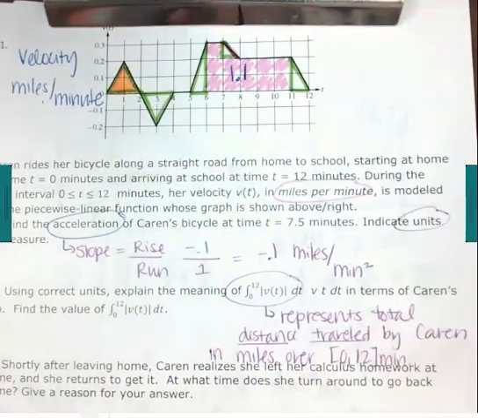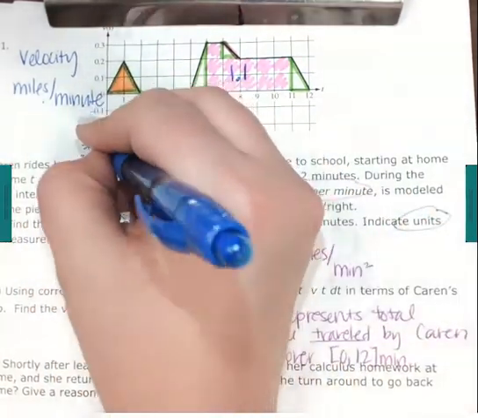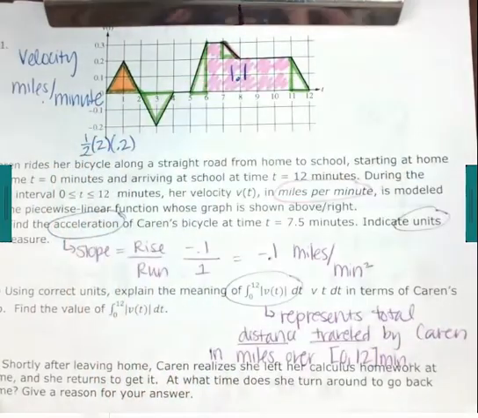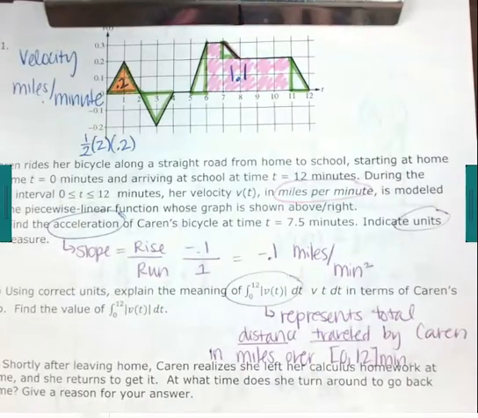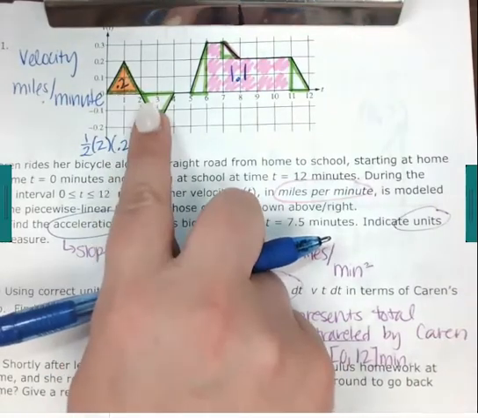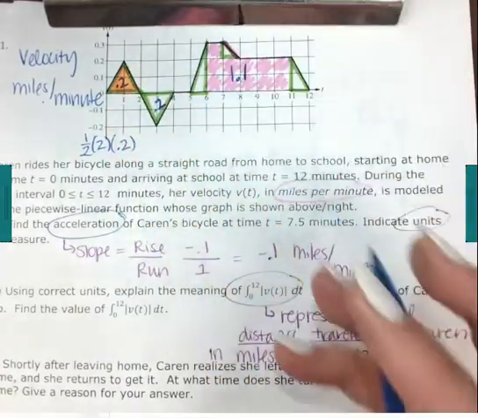1/2 base times height. What is the base of the triangle? 2. What is the height of the triangle? 0.2. 2 times 0.2 is 0.4. Half of that is back to 0.2. Now, if this one's 0.2, how big is this one? Do they cancel out?